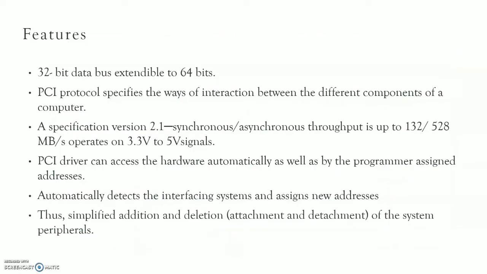Next, let us see the features of the PCI bus. Generally the data bus width is 32-bit, but it is extendable up to 64 bits. The PCI protocol specifies the way of interaction between different components of a computer, just like any other bus. Here also there is communication between the various components connected to this bus. A specific version of PCI is PCI 2.1. It can be operated in both synchronous and asynchronous mode. The throughput is up to 132/528 megabits per second, and it operates at voltage levels of 3.3 to 5 volts.